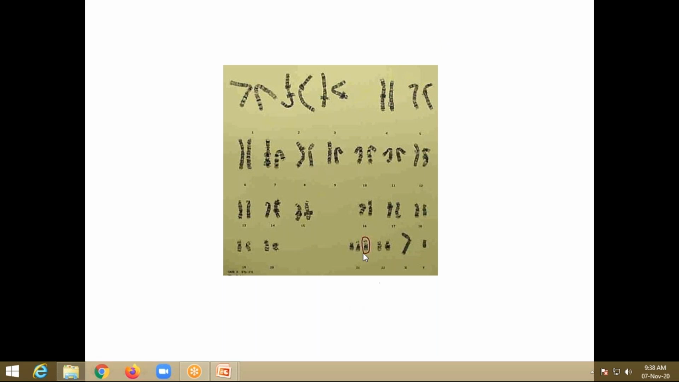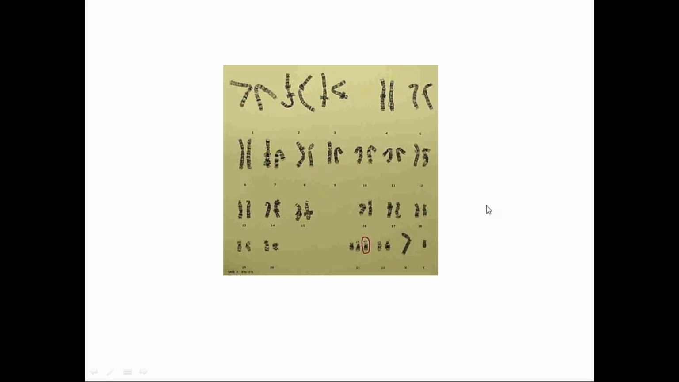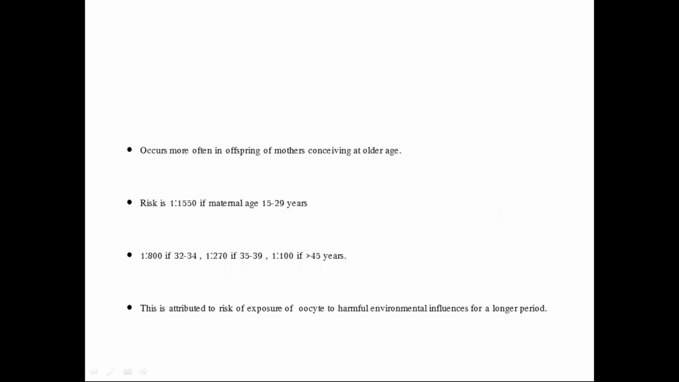So you can see the red mark. This is the trisomy 21, where you can see 3 chromosomes. It occurs more often in offspring of mothers conceiving at an older age. If the mother's age is 15 to 29 years, less than 30 years, the risk is 1 in 50. As the mother's age increases, the risk is almost half.